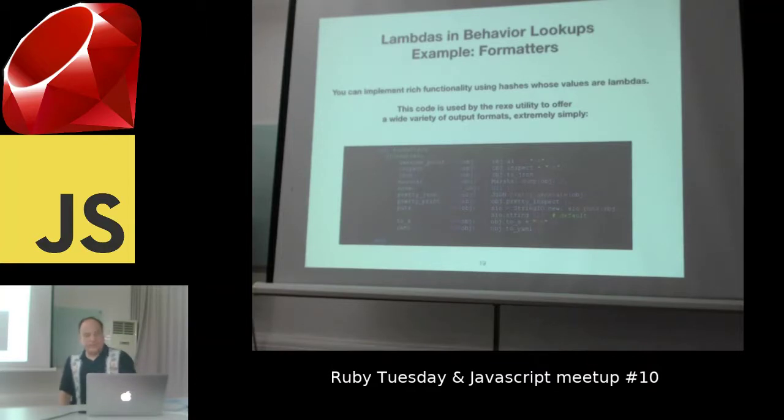So this is extracted from that source code. This is a hash whose keys are format names or labels, and whose values are lambdas.